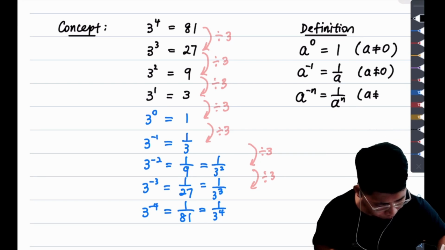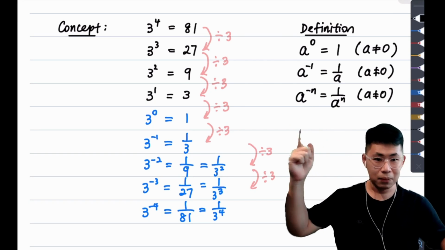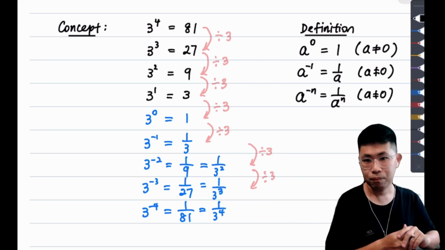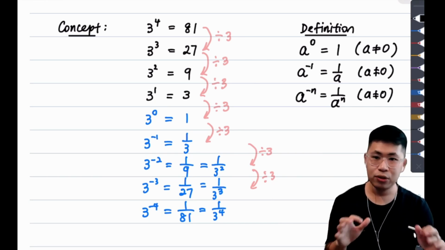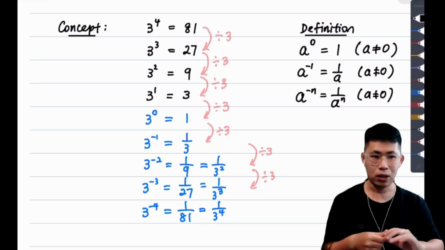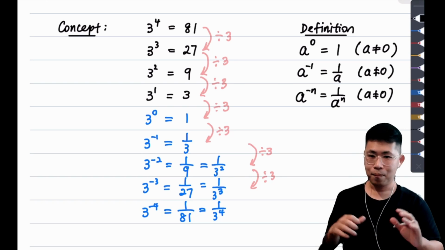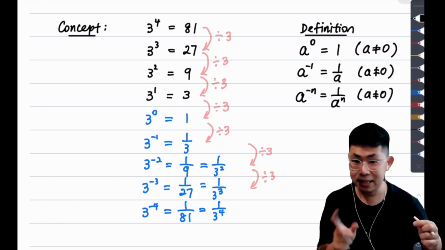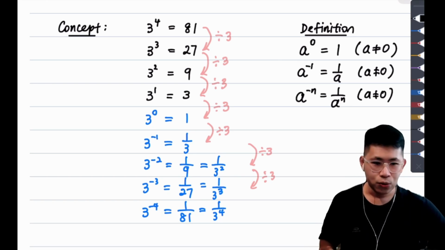Same thing, a cannot be 0. Okay, so what the negative number does is to send the whole thing down to the denominator. Okay, so these are our 3 new laws, or the 3 new definitions that we have for our 0 and negative indices. At the same time, let us look at some examples first before I show you some interesting results.